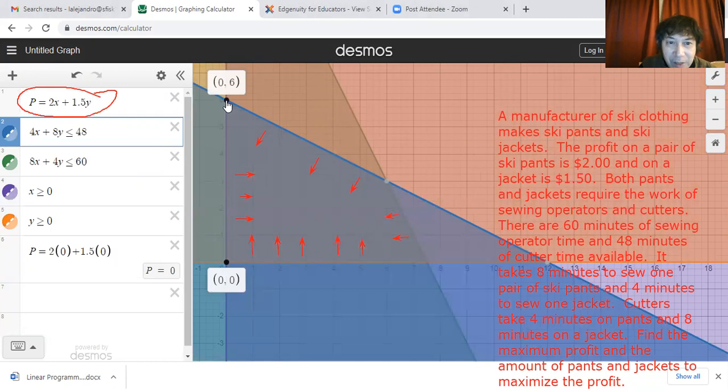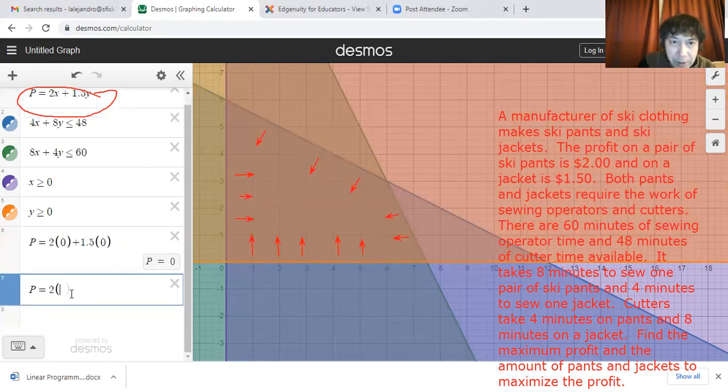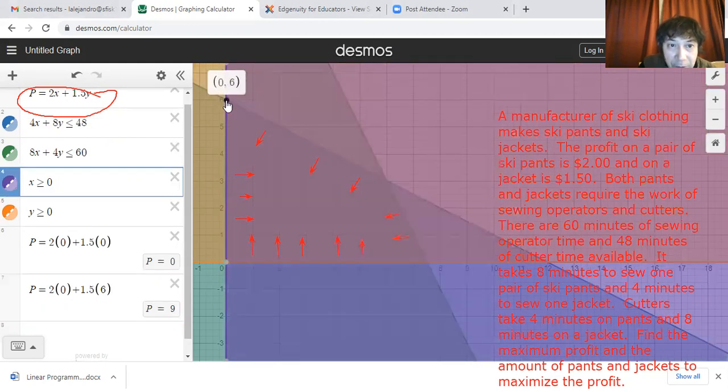Let's try another point over here. That's 0, 6. We're going to use the profit statement again. P is equal to 2 times 0 plus 1.5 times 6. Remember, our point is right there at 0, 6. That means 0 for x and 6 for y. If we use this statement, 2x plus 1.5y, we obtain a profit of $9. So let's proceed to the other point.